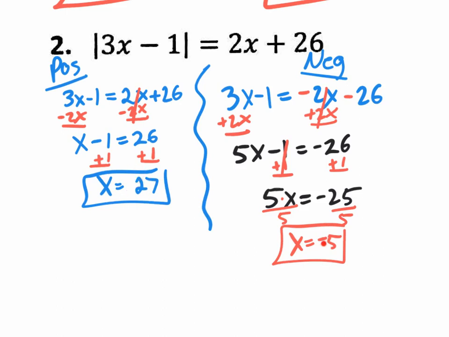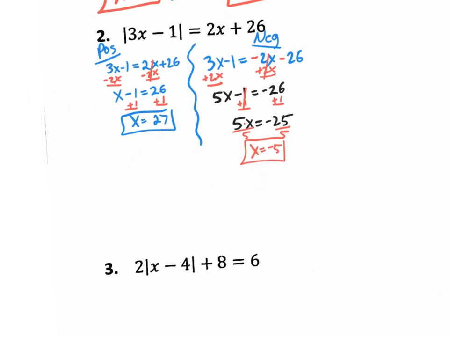All right, now if we plug in negative 5 right in here, 3 times negative 5, that's negative 15. Negative 15 minus 1 is negative 16. So the absolute value of negative 16 is 16. So we have 2 times negative 5, that's negative 10, plus 26, that is 16 also. Both of these work. But it's still important to check because you might end up with extraneous solutions.